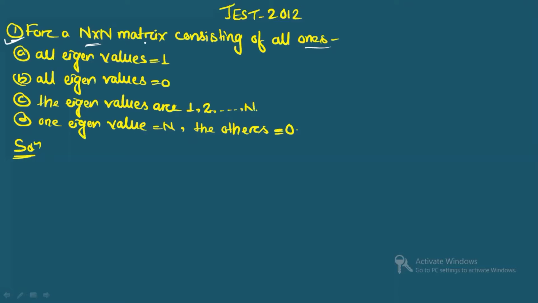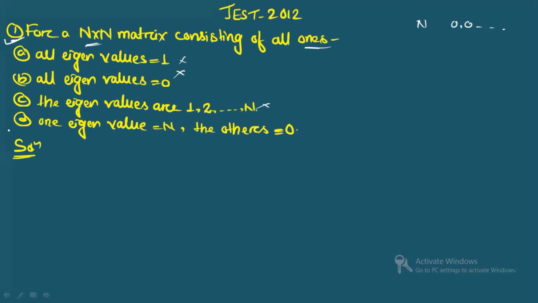So here it is said, for an n cross n matrix consisting of all ones. So you're having a matrix which is n cross n, and all the elements of the matrix are one. You will have to tell what will be the eigenvalues of this n cross n matrix. So here the first option is that all the eigenvalues are 1. This is not correct because we have already seen in the properties of eigenvalues and eigenvectors that if you're having any matrix which is n cross n, and all the elements are 1, then one eigenvalue of this particular matrix will be its order, that is n, and all other eigenvalues will be 0.